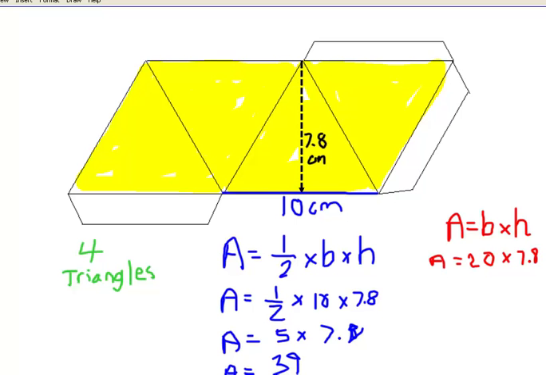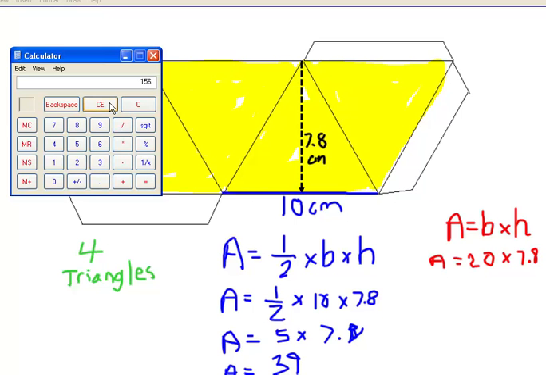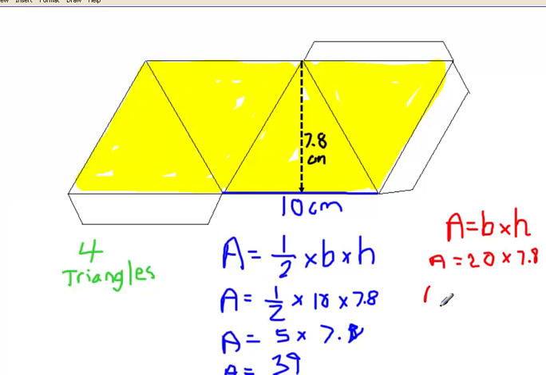And if we take out our calculator and multiply 20 times 7 8/10, I hope you can predict what we're going to get. 20 times 7 8/10 equals, and don't we get the same thing? 156. Area equals 156 square centimeters.